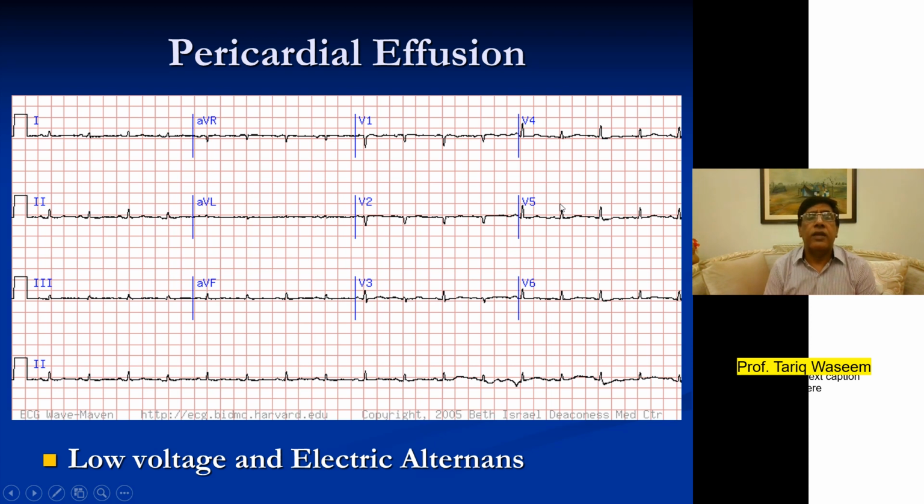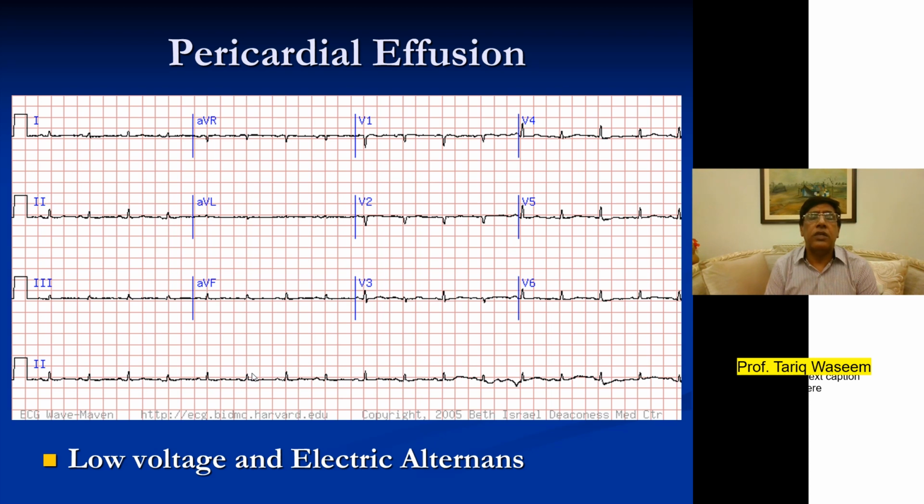Look at this ECG. Since the heart is floating in the pericardial fluid, there is an element of what is called electrical alternans. If you notice this ECG, each alternate QRS complex has a low voltage. So you have a slightly large QRS complex followed by a low one, a slightly large followed by a low, and this goes on, alternately changing the voltage of the QRS complex, which can be considered one of the features suggestive of pericardial effusion.